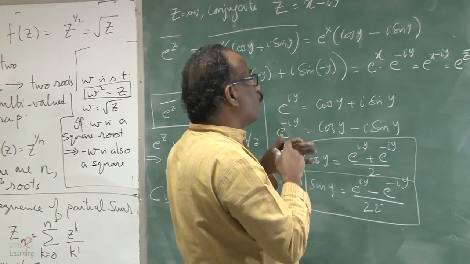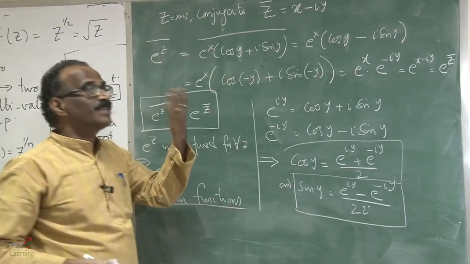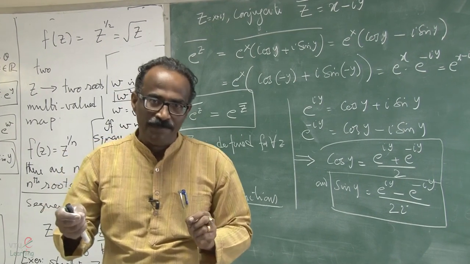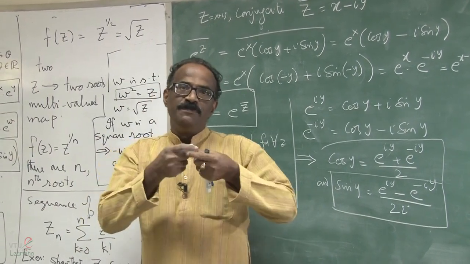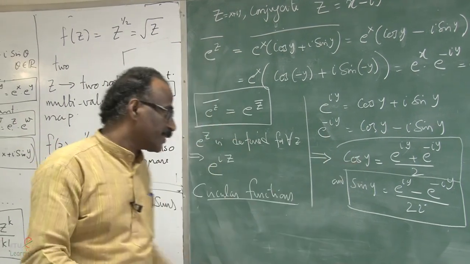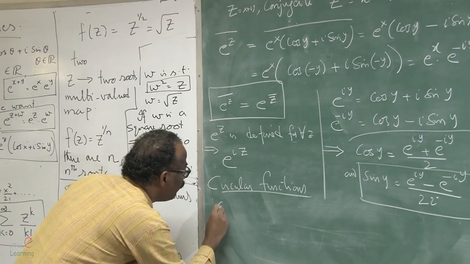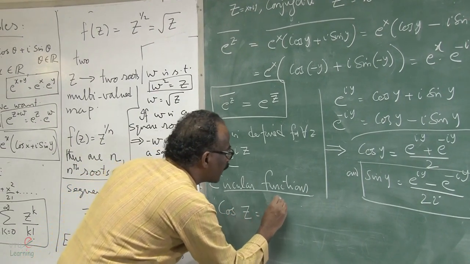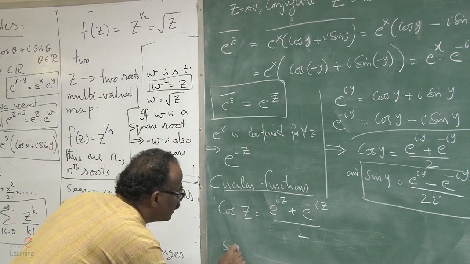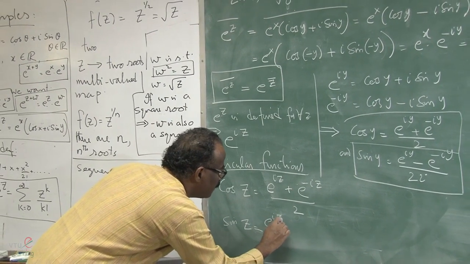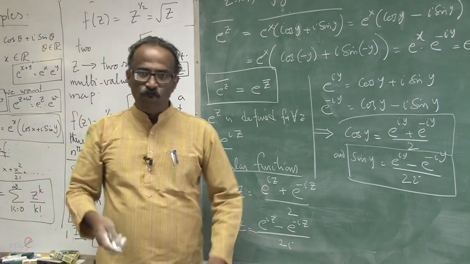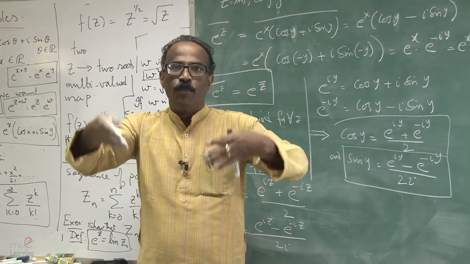So just recall now what you have studied from your 10th. First you defined your trigonometric functions, cos, sin, tan, everything, when y is between 0 to 2 pi. But then using the periodicity, you define cos, sin, etc. for all real y. Now I am going to define your trigonometric functions even for the complex variable, using a similar argument. So you have cos z equal to e power i z plus e power minus i z by 2, and sin z is equal to e power i z minus e power minus i z by 2i. Once you have cos z and sin z, you can have your tan z and all your trigonometric functions.